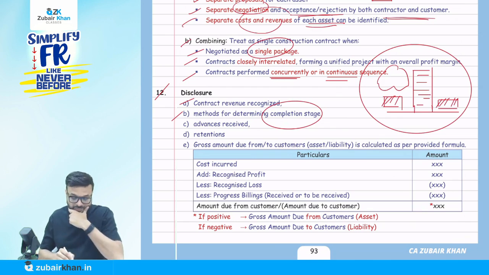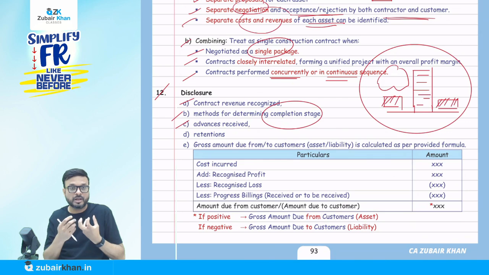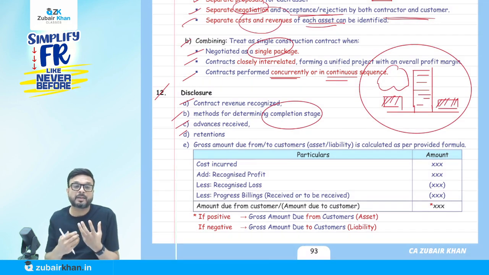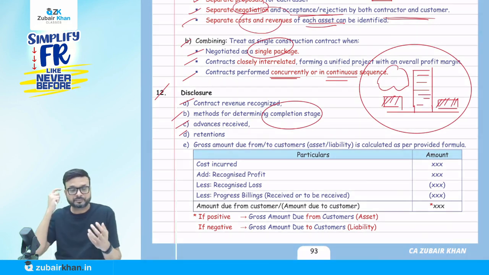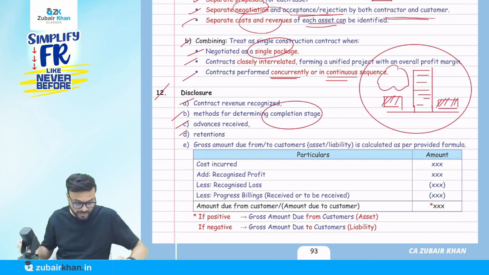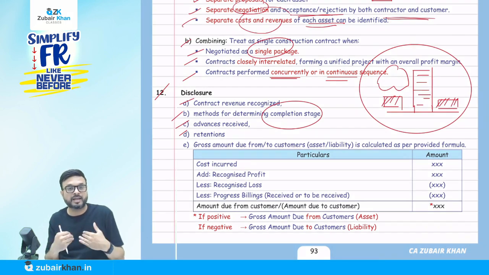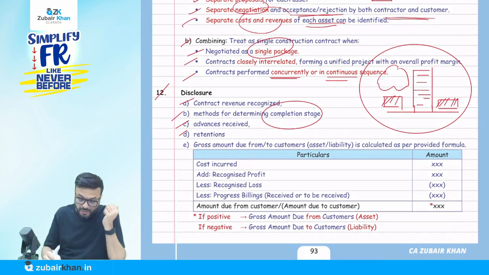Okay, the advance. What is the advance? Work has not yet been done, but still we have received the amount. We received the amount for which we have not done the work. This is advance received. Retention means the work has been done, but a certain amount is not paid by the customer. So basically, the customer pays less than the bill that we have raised. Suppose we raised a bill of 10 crore and he paid me 9 crore. So 1 crore is what? The retention. Now this is important.